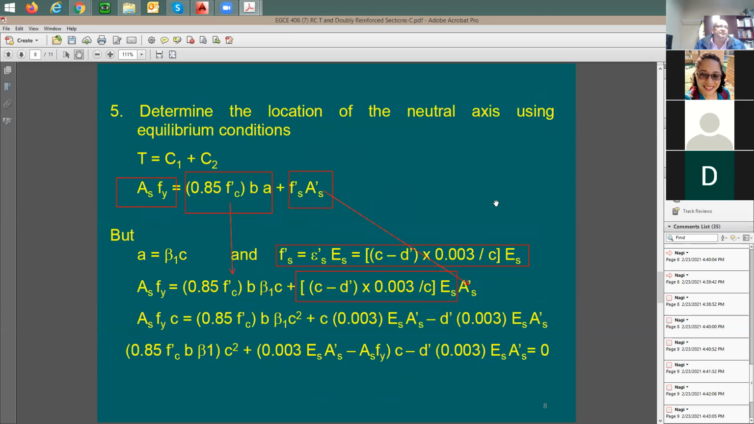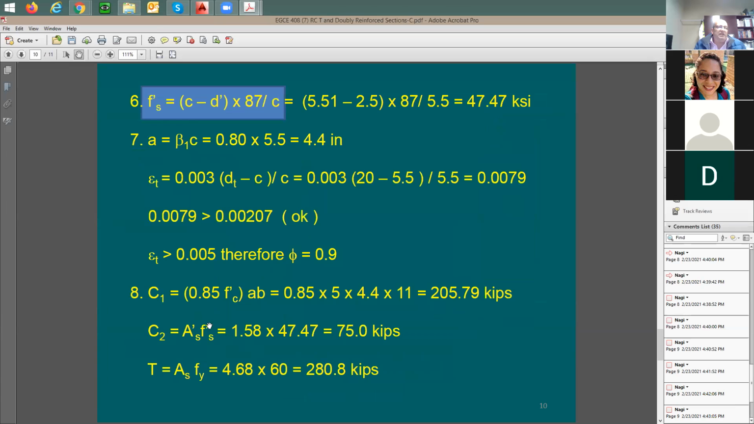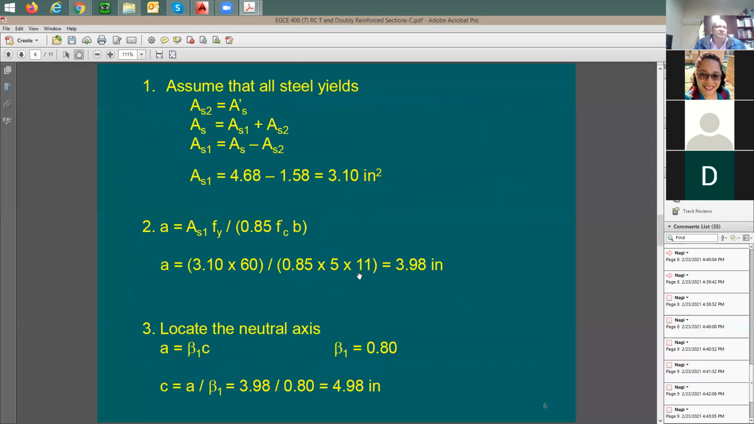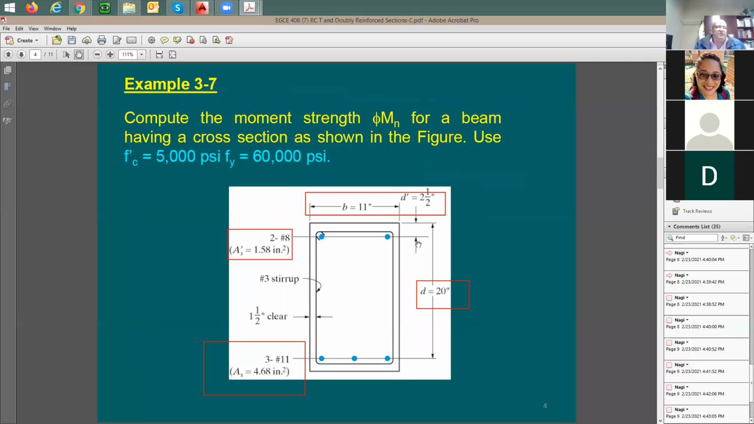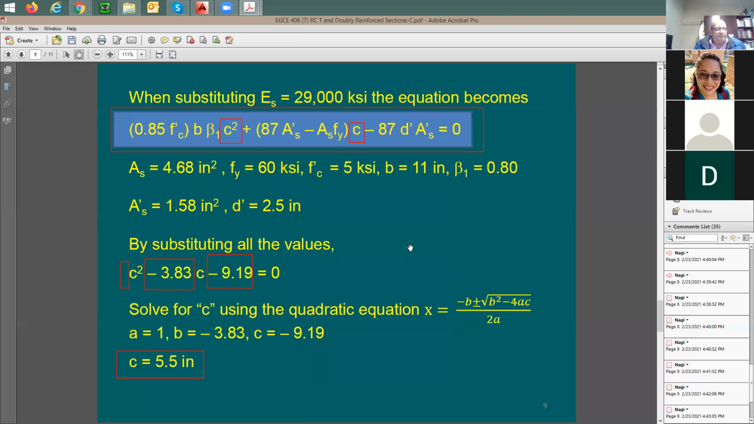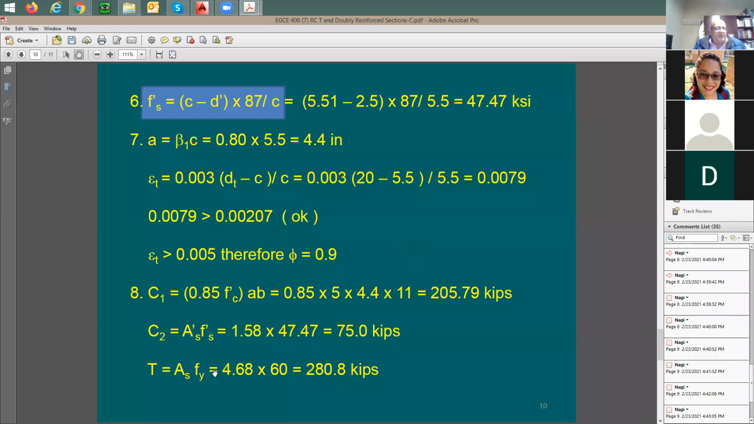So I say, okay, let me find out here C1. Yeah, 0.85 f'c a b. Now I have all of these numerical values. C2, now I have Fs prime, the 47, and As prime is going to be the 158, the 2 rebars on the top. Was it 3 or 2? 2 rebars on the top, right? 2 number 8, 158. And the tension force, take the bottom reinforcing, 3 number 11 times 60, is going to be 280.